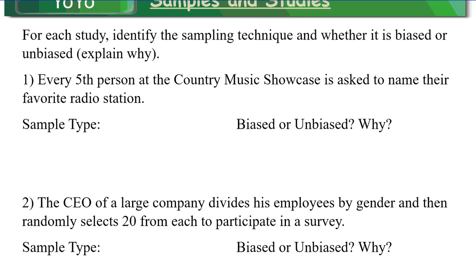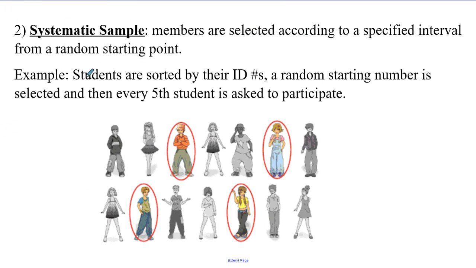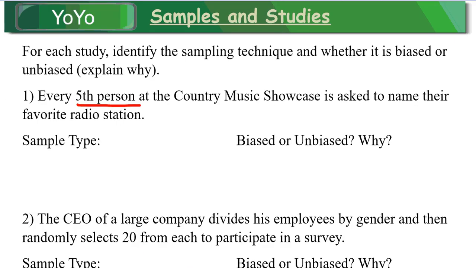Okay, here we go. The first one says every fifth person at the Country Music Showcase is asked to name their favorite radio station. This is every fifth person. That's the one where they do it at every specified interval. That was the systematic sample that we talked about. So that's systematic sampling, where they do every kth individual. Why might this be biased?